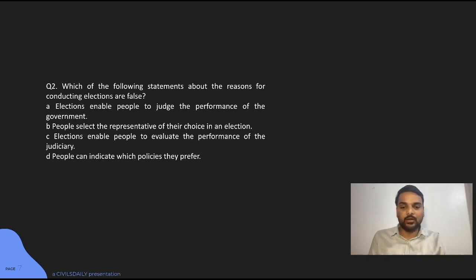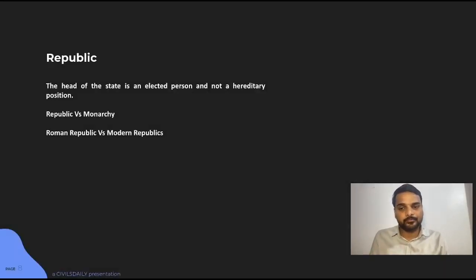Now, this cannot be true because the judiciary is an independent body and that is different from the executive democracy that we talk about. In the judiciary, elections cannot be held to select the judges. That would be a biased thing because they would start working for those people who have chosen them. Now, even people indicate the policy they prefer. So that happens. Parties have their manifesto and people say, okay, now implement this, implement that. So I think C will be the answer here. That is the false one.